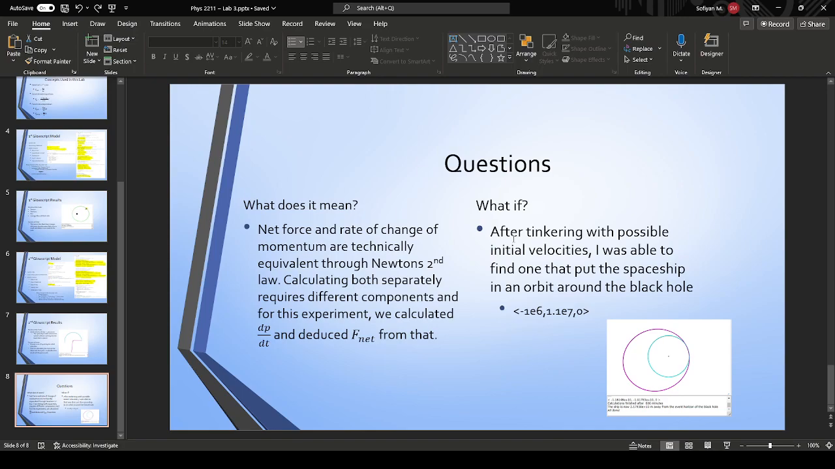And for the "what if": after tinkering with possible initial velocities, I was able to find one that put the spaceship in an orbit around the black hole. You can see the magenta line, the spaceship orbiting the black hole right there in the center, and the cyan one is the planet. I ran it for 600 minutes and made sure that nothing collided, and the initial velocity is -1 e to the sixth and 1.1 e to the seventh.